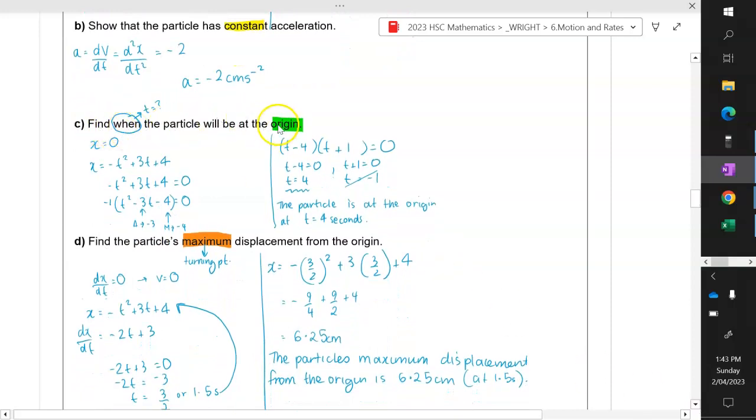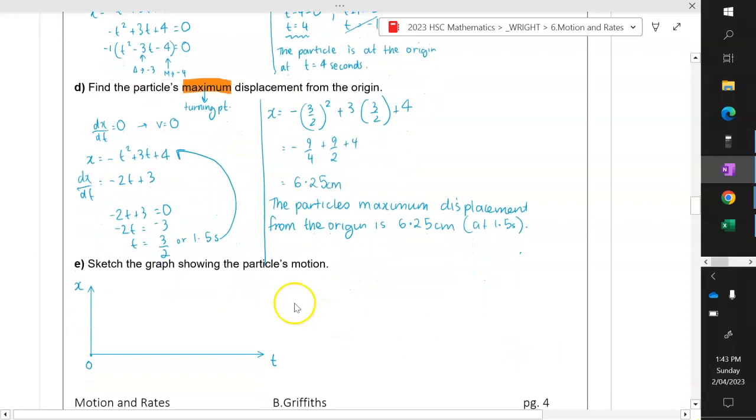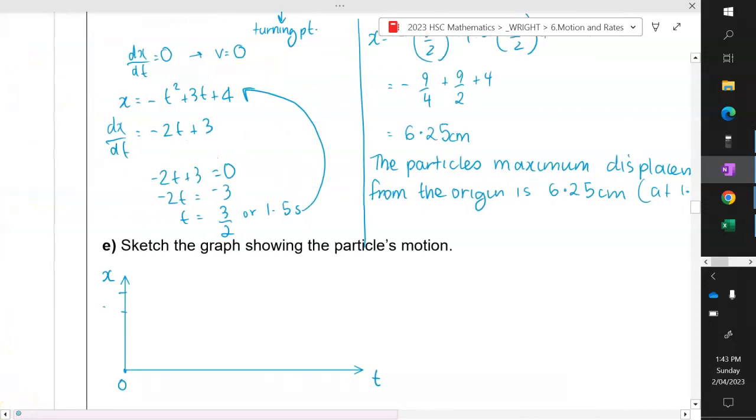It says, when will the particle be at the origin? The particle will be at the origin, or when x is 0, at time t is equal to 4. So let's put that in there. And we know that we're going to have a maximum displacement at time 1.5 seconds, and that's going to be 6.25. So I think we might put a 6 and a 7 in there, and then we'll put a little bit of that information in. There's a 6, there's a 7. If we go 1, 2, 3, 4, 5, 6, 7, 8. Put some values on your diagram as well.